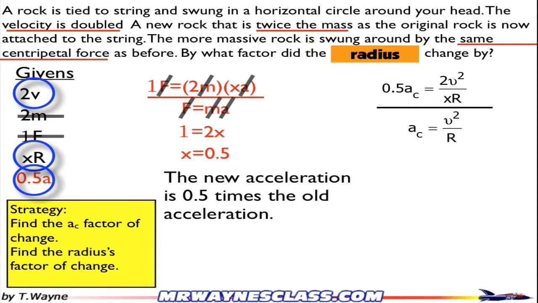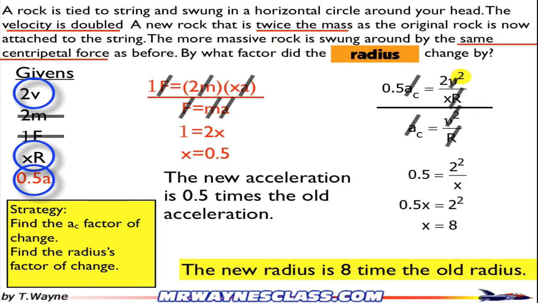So I'm going to divide out the like terms. The a_c's go away, the v's go away, and the r's go away. Notice that the squared term didn't go away in the numerator. It's still there. The v squared went away, but not 2 squared, because that squared applies to both of them. Whatever happens to the variable also happens to the factor. So the variable was squared, so is the factor of change. So my new equation is a half is equal to 2 squared divided by x. When I cross multiply, I get a half times x is equal to 2 squared. So x is equal to 8. So the final answer is the new radius is 8 times the old radius.